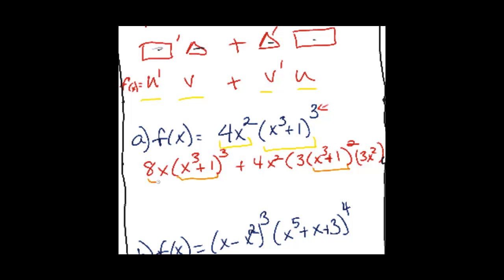And here I have an 8x, here I have a 4x squared with a 3x squared. So you can definitely pull out an x and a 4. Okay, so let's do that. I'm going to write what I'm factoring out in green. So we're going to do a 4x and then an x cubed plus 1 squared. And then to figure out what's left behind, we do what's over what we factored.